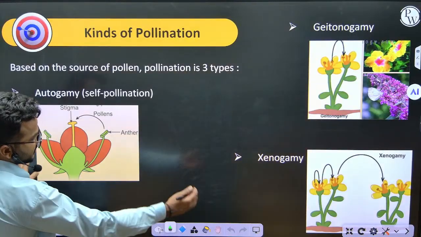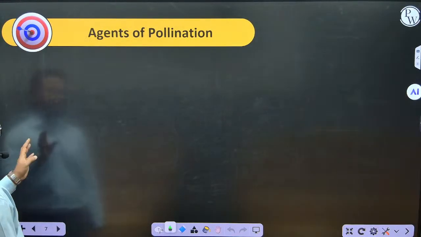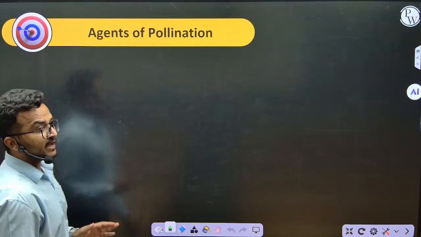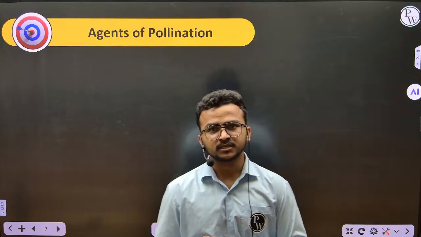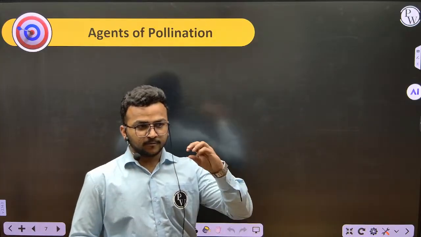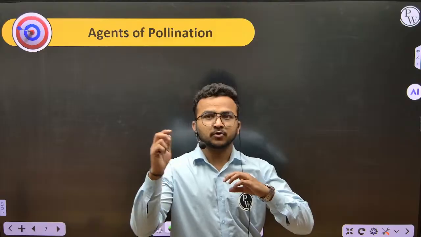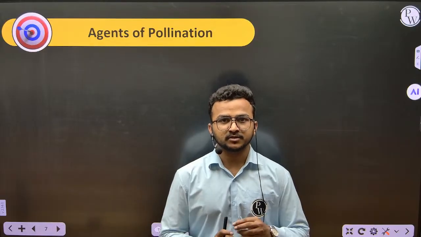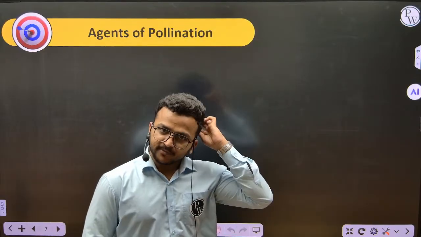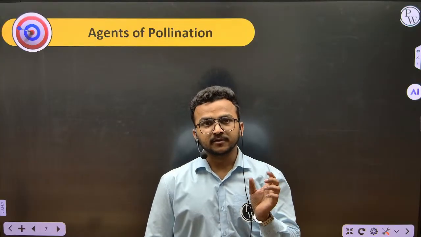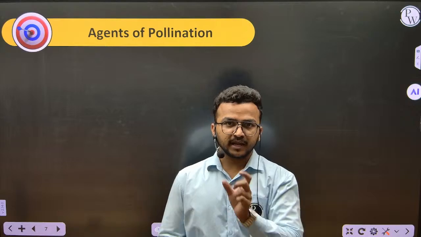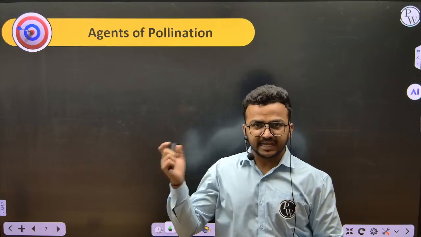We have discussed autogamy in the last class. Coming to the agents of pollination, yesterday we were discussing the agents of pollination. There is a requirement of a pollinator to transfer the pollen grain from the anther to the stigma. There are two types we discussed yesterday, mainly abiotic agents and biotic agents.